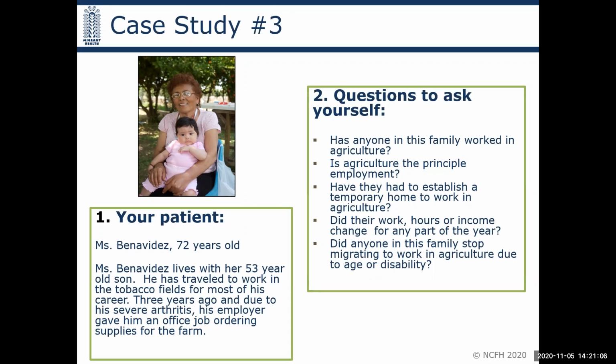Again, the questions are on screen. Has anyone in the family worked in agriculture? Is agriculture the principal employment? Have they had to establish a temporary home to work in agriculture? Did their work hours or income change for any part of the year? And did anyone in his family stop migrating to work in agriculture due to age or disability? So please respond on screen to the poll.